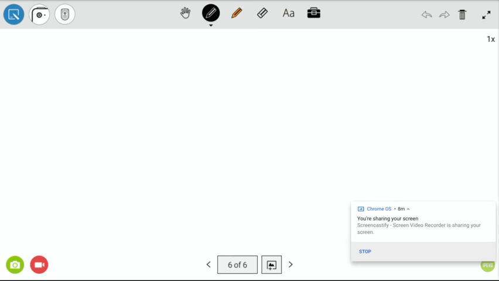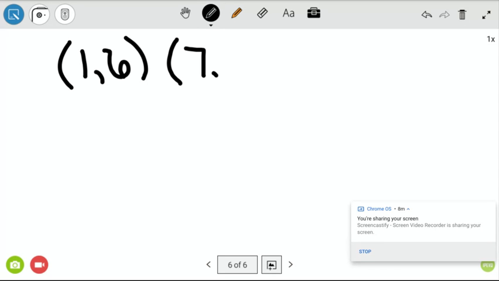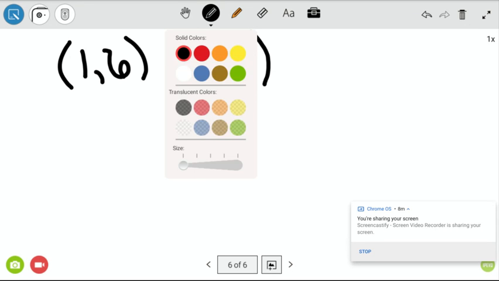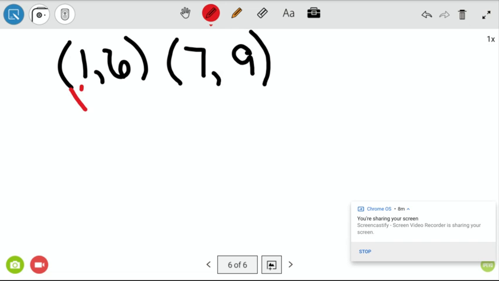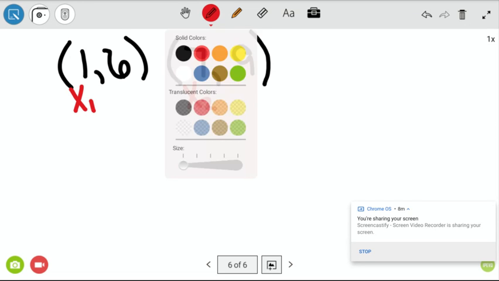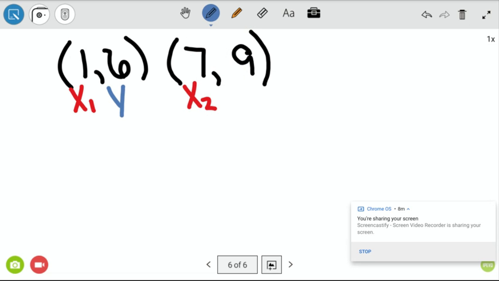For our first example, I'm going to give you an ordered pair of 1, 6. And the second pair, 7, 9. So on this one, we have 2 x's, x1 and x2. 1 and 7 are the 2 x coordinates. The 2 y coordinates are 6 and 9.